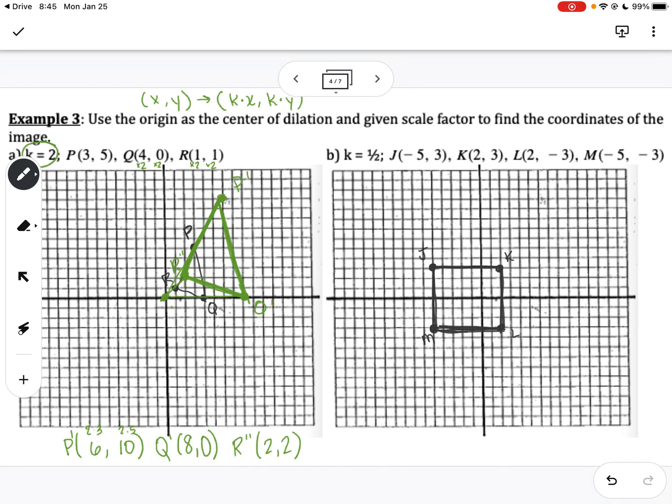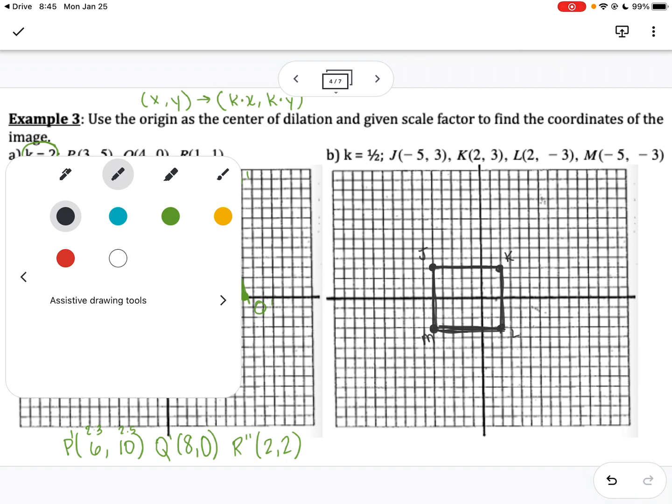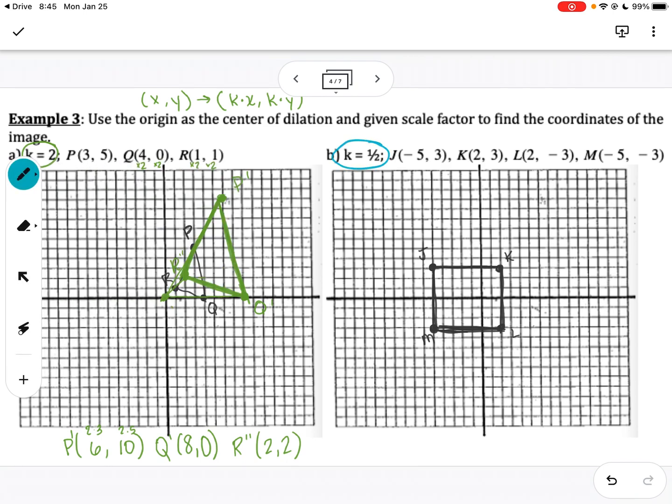All right, and with this one, my scale factor is 1/2. So since my scale factor is less than 1, this is going to be a reduction. The resulting figure should be smaller than the original. So I'm going to take this scale factor and I'm going to multiply it by each of these sets of points. So some of these points are going to be on decimals or like halfway marks. So I just take each one and I multiply it by 1/2.